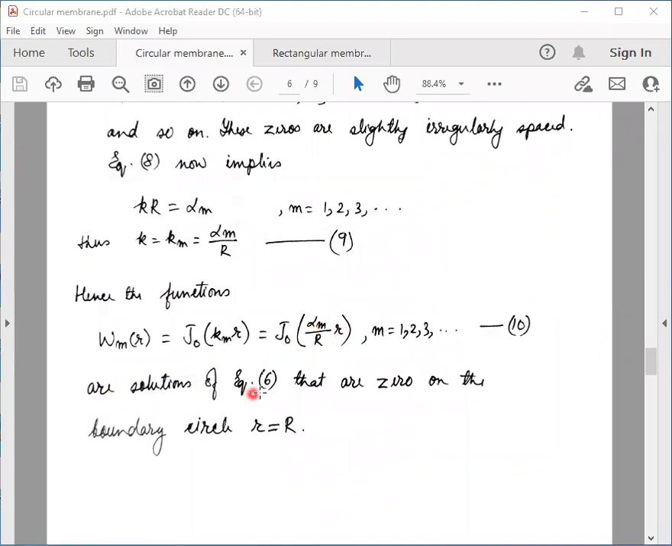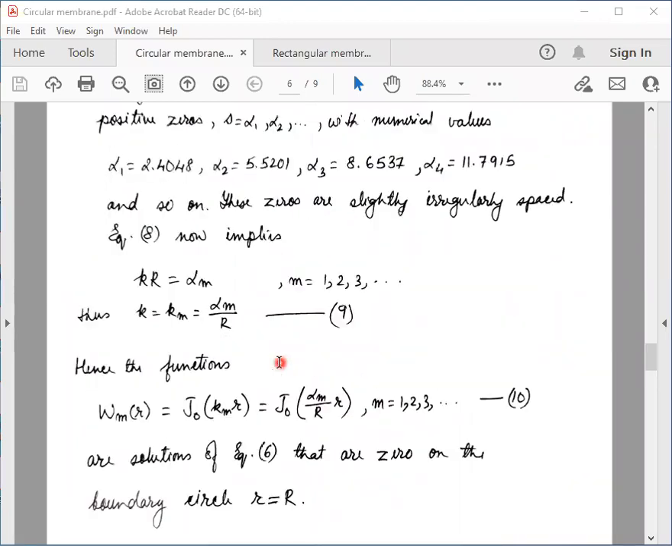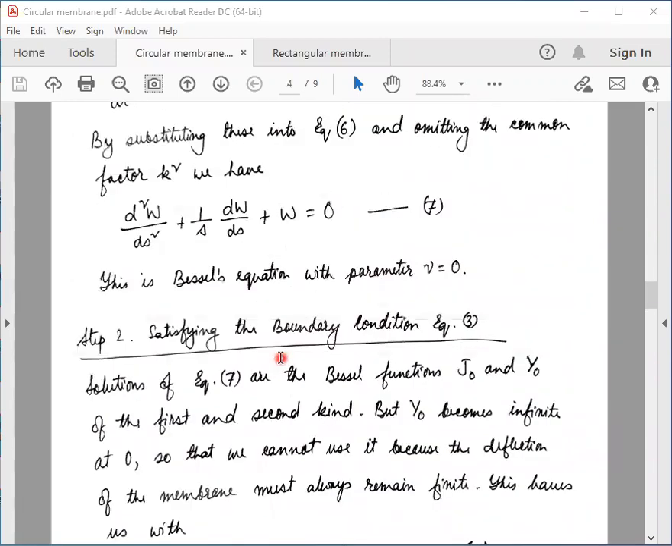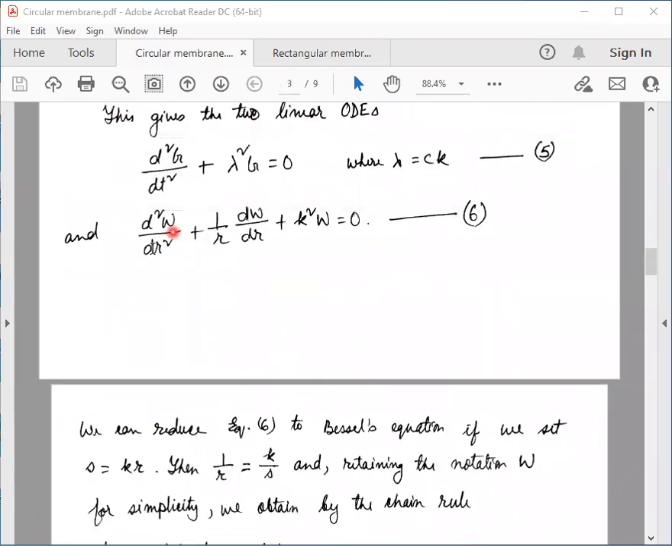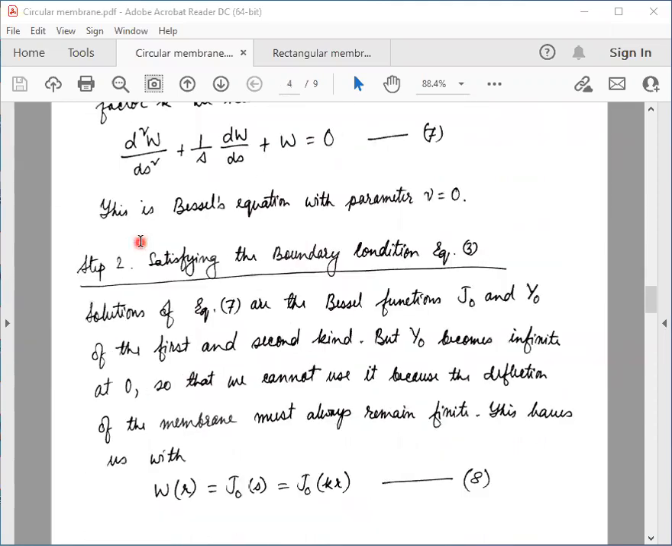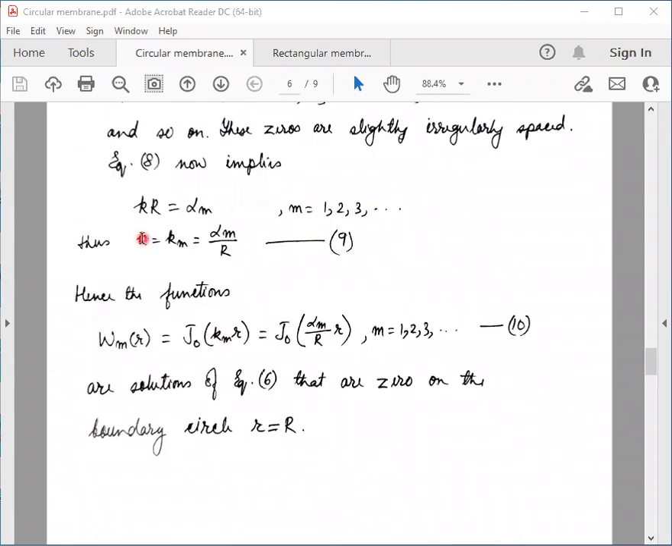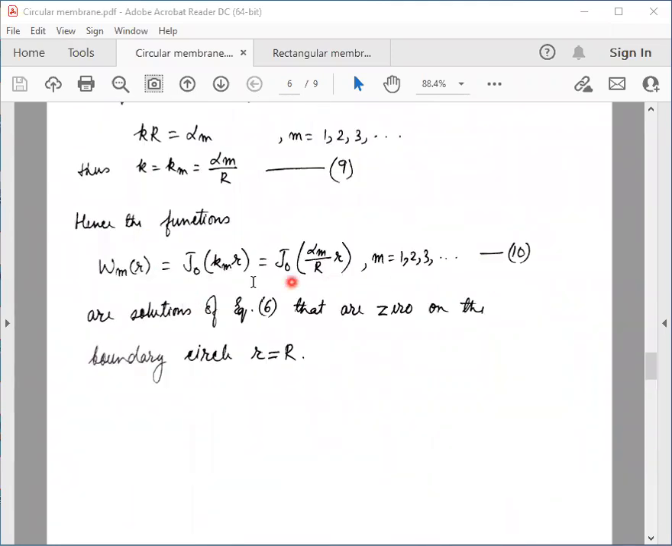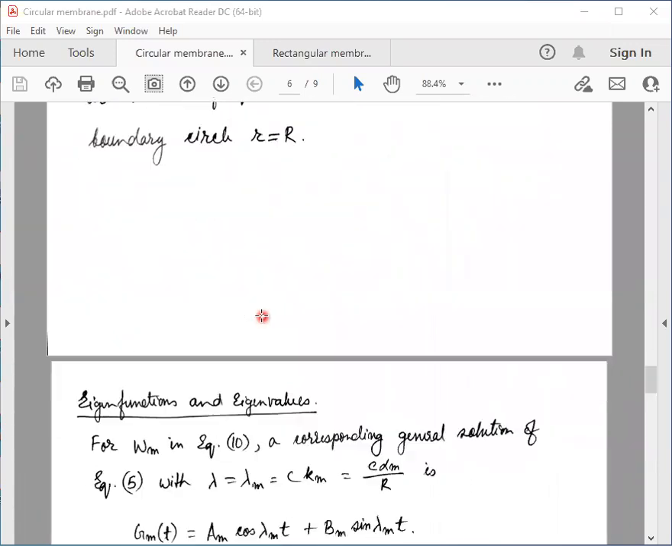These are solutions of equation number 6 that are 0 on the boundary circle r equal to capital R. Equation number 6, let me show it to you here. Okay, this is the equation for W. So we have obtained a solution for this equation which satisfies the boundary conditions, and it is given by equation number 10.